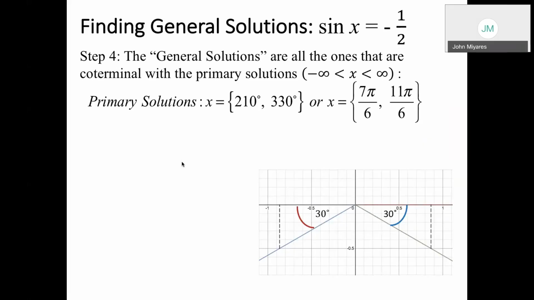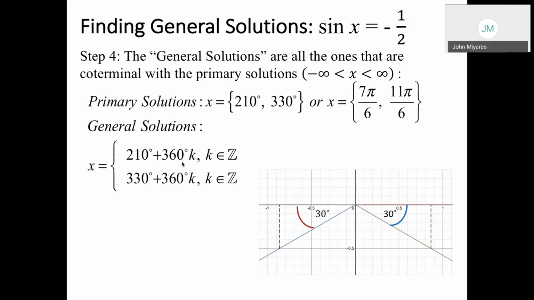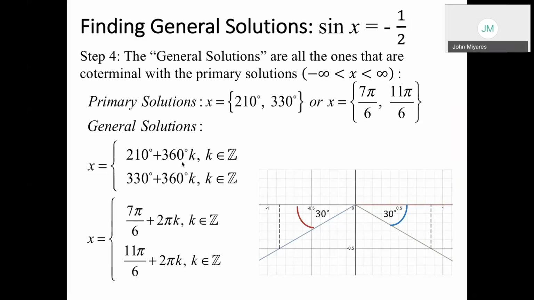The general solutions can be written just like we did in the previous example. So you have 210 degrees plus 360k and 330 degrees plus 360k, where k is an integer. The radian equivalent of this will be that x can equal 7 pi over 6 plus 2 pi k radians, or 11 pi over 6 plus 2 pi k radians, where k is an integer. And this will be our final answer.